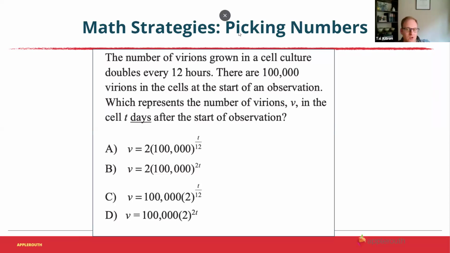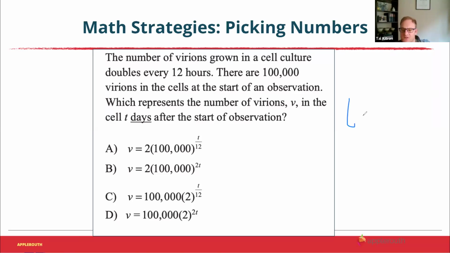So the way picking numbers would work here is not intuitive, but important. So if it's doubling every 12 hours, that means that in one day, if T is 1, it should be doubling twice, right? T is days. In one day, that's 24 hours, the number should double 2 times. A and B are saying we start with 2 and it goes up by a factor of 100,000. So these are bad answers.